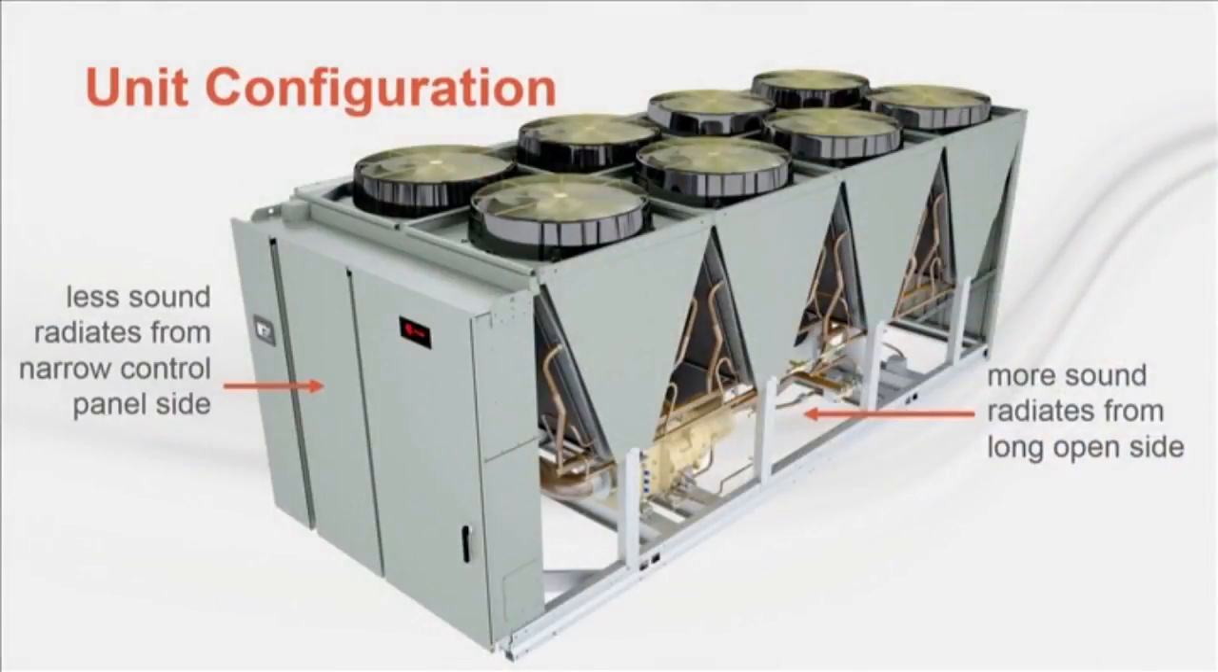Sound data for the unit might also include directivity information. The location of sound sources and structure of the unit can result in more sound radiating from one side and less from the other. Rotating the unit so that the quiet side faces the receiver can reduce sound in the area of concern.